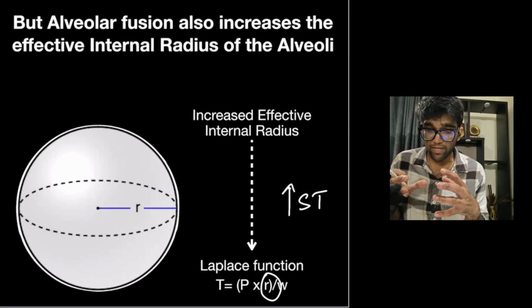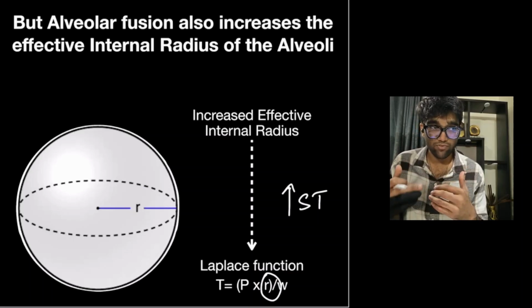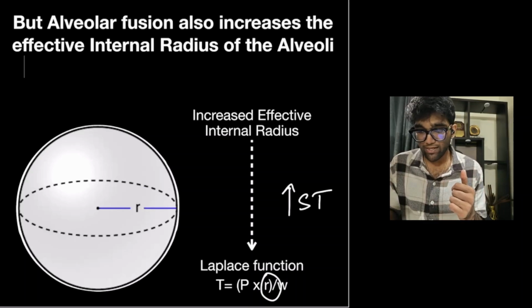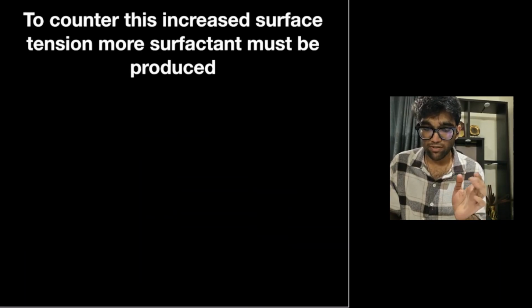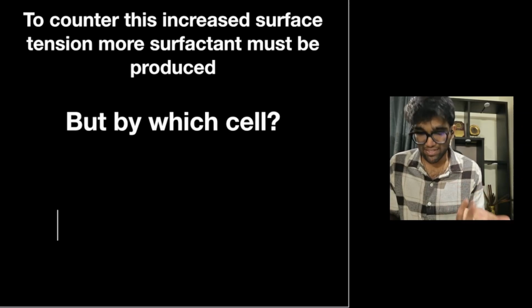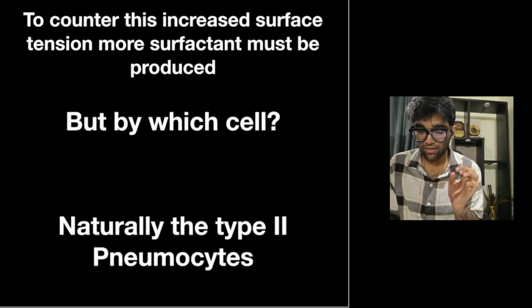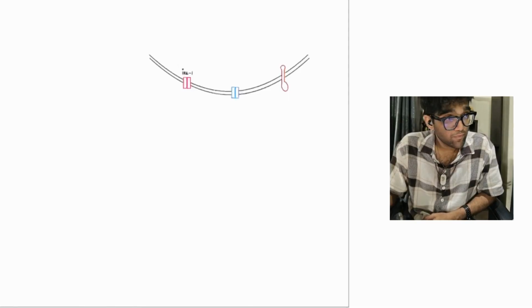So even though the effective area that has to be covered by the type 2 pneumocyte through division has decreased, the surface tension that needs to be countered now is higher. Okay, and this increase in surface tension is very interesting, because which is the cell that has to produce surfactant, and therefore counter the surface tension? The type 2 pneumocyte. And that is what leads to the conundrum that is faced by the type 2 pneumocyte per se. Now let's try to just visualize what is happening in the type 2 pneumocyte.